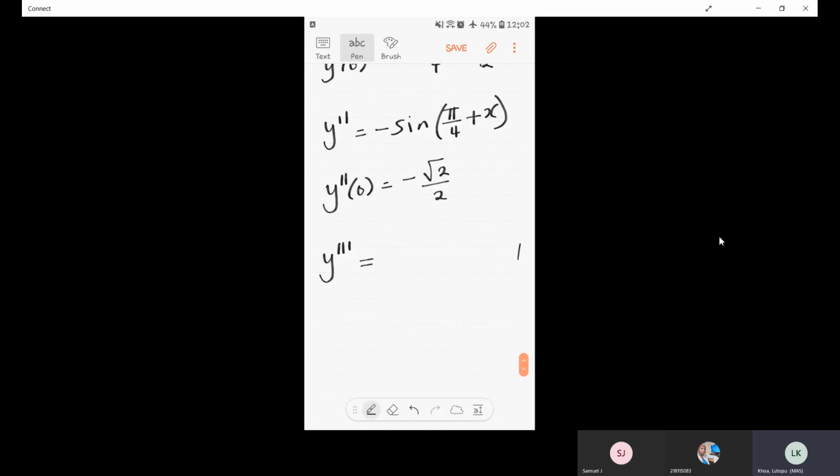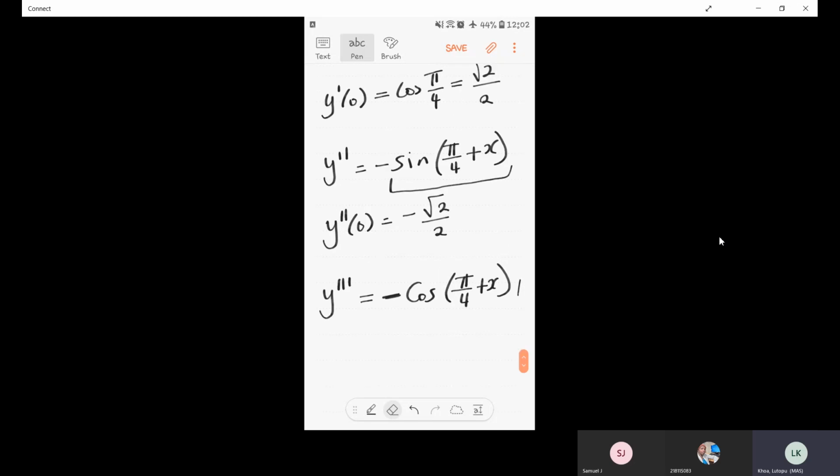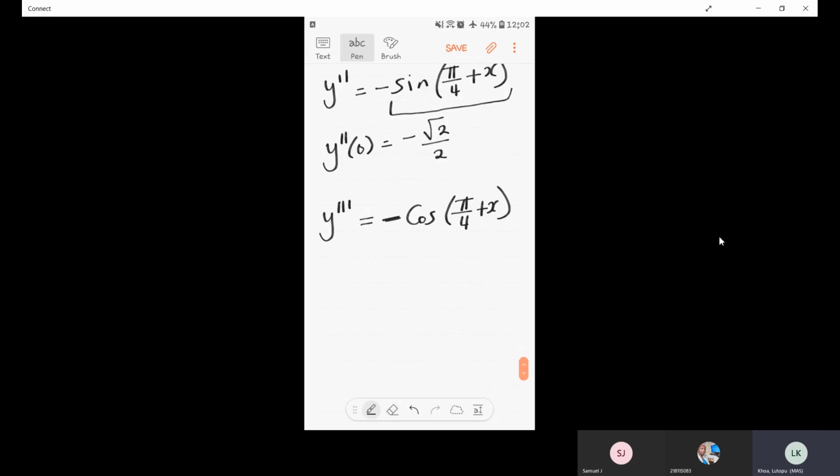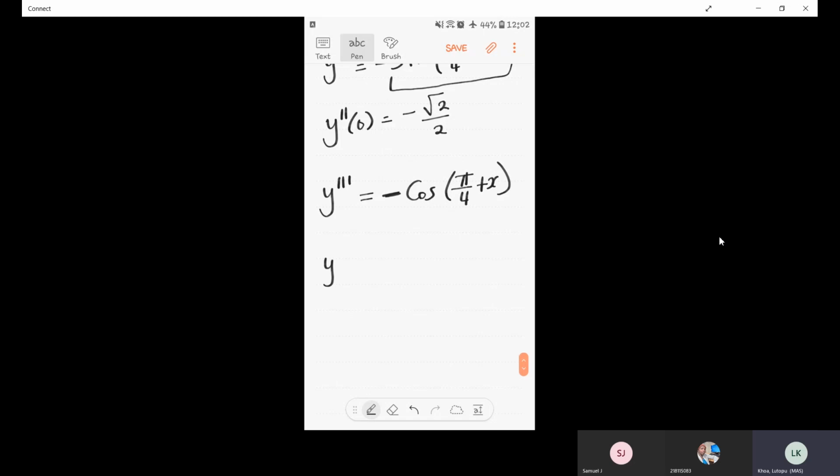Here I'm differentiating minus sine of pi over 4 plus x, so the minus will remain there and multiply by the derivative of sine. The derivative of sine is cos. The inside must stay the way it is. And then you multiply by the derivative of the inside, which is equal to 1. So it doesn't change anything. Then I find y triple prime of 0. This is also equal to minus square root of 2 over 2. Okay, so I think 4 terms is a good enough approximation.